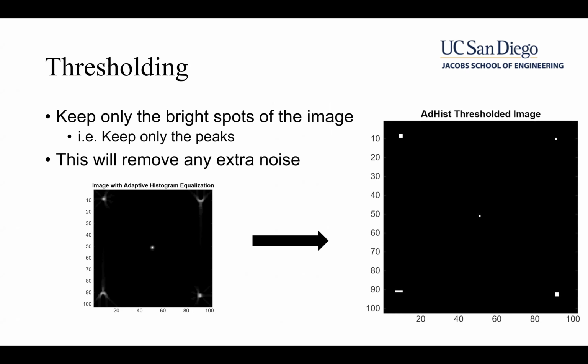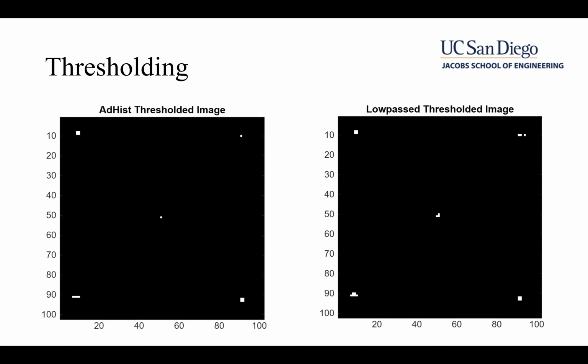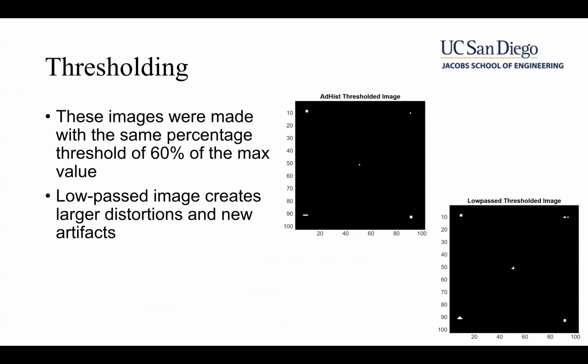So finally, the last part of direct processing is thresholding. This keeps only the bright spots of the image and removes extra noise that is unimportant to what we wish to detect. And when we compare the threshold image from the adaptive histogram equalized image and the low pass image, we see that the adaptive histogram image is better at maintaining peak shape and the amount of peaks. And that's what it says here.